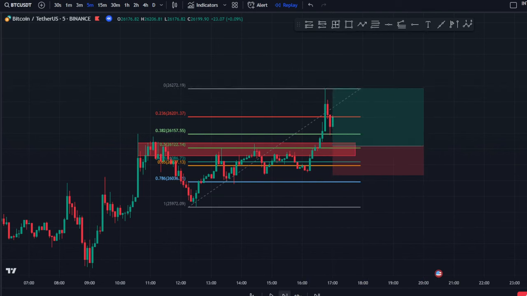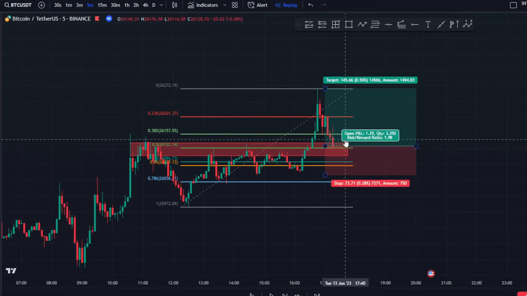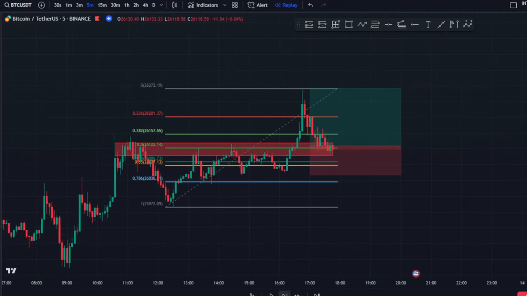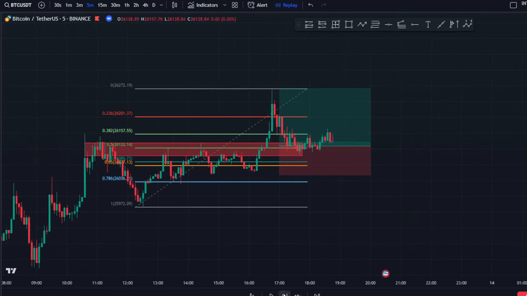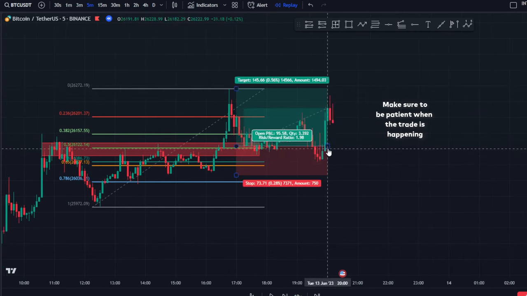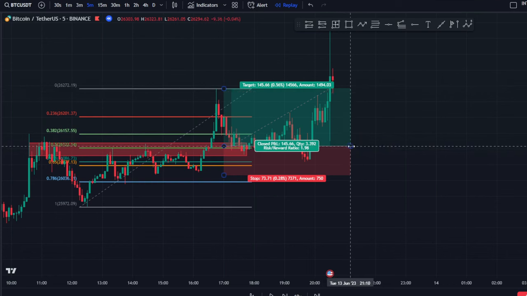Next up, just wait for price to retrace back to your entry level. Make sure that you have already set your take profit and stop loss. You can see it retraces back to this area. We are still in the trade. Let's let it play out. You can see it rejects and goes up, and there you have your winning trade right there.